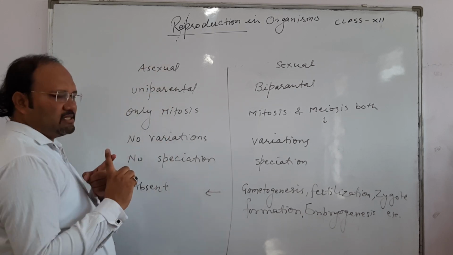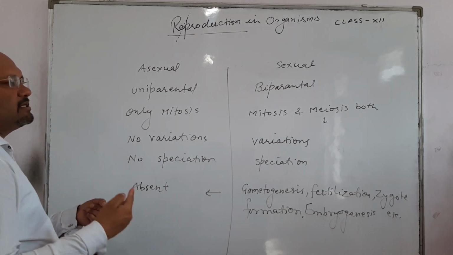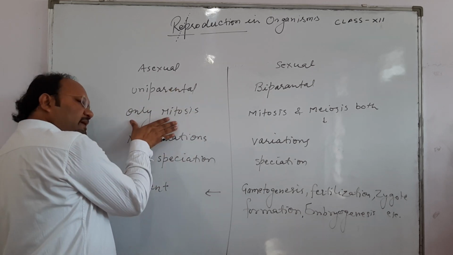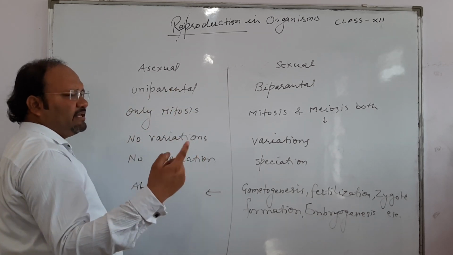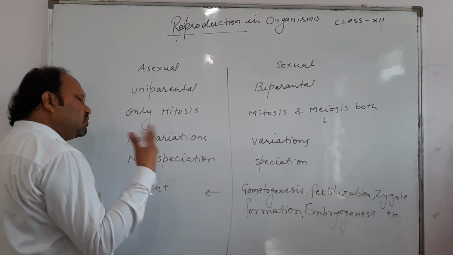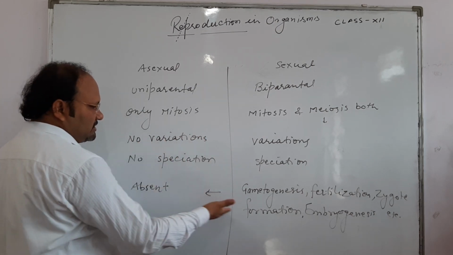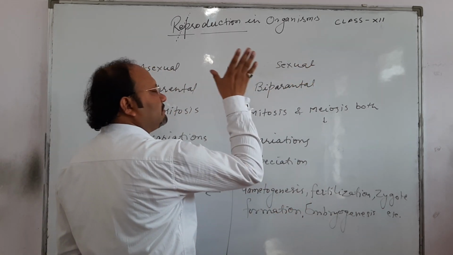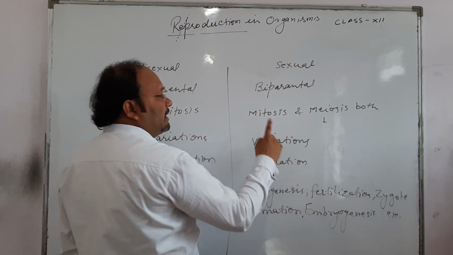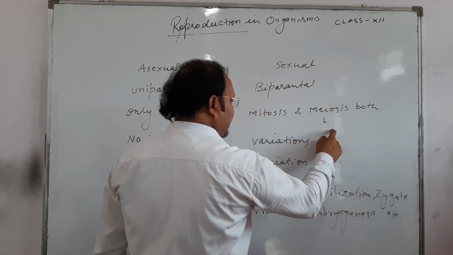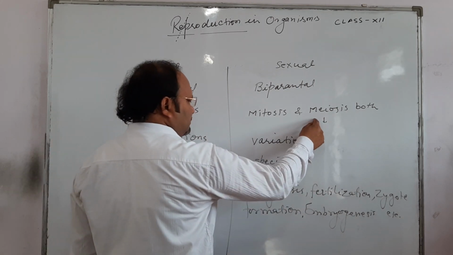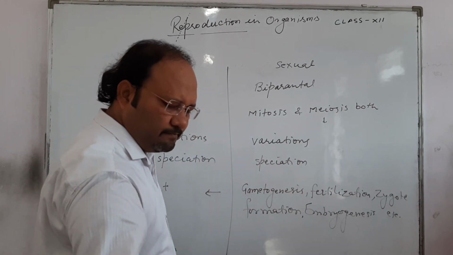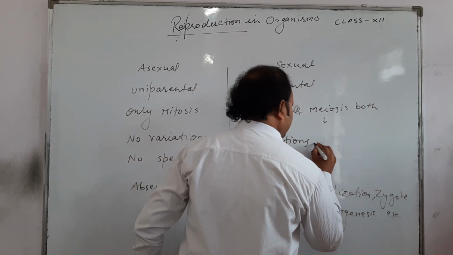In asexual reproduction only a single parent is involved, that means the new organism is produced by a single individual. It is uniparental, only mitosis type of cell division is there, hence there is very little chance of variations. That means no variations, no speciation, and all these events which are in sexual reproduction are absent. Sexual reproduction is generally biparental, can be uniparental. Remember, mitosis and meiosis are the important events involved. And because of meiosis, there are variations. Variations lead to speciation, and speciation leads to evolution.